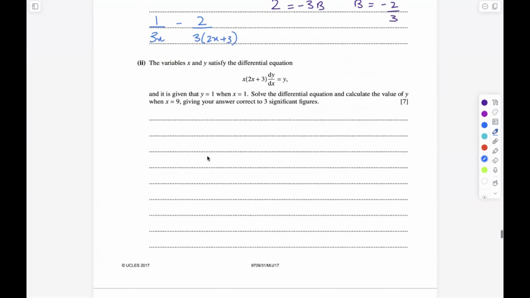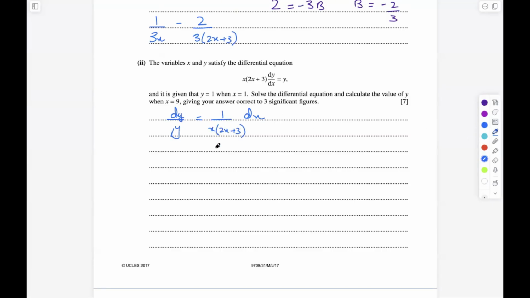In part 2, we have a differential equation, which is x into 2x plus 3 into dy by dx is equal to y. It is given that when y equals 1, x equals 1. We have to solve the differential equation and then calculate the value of y when x equals 9. To solve a differential equation, first you'll have to bring the x terms with dx and the y terms with dy. So bringing y on the left-hand side, we'll get dy upon y. And taking dx on the right-hand side, x and 2x plus 3 will come in the denominator.